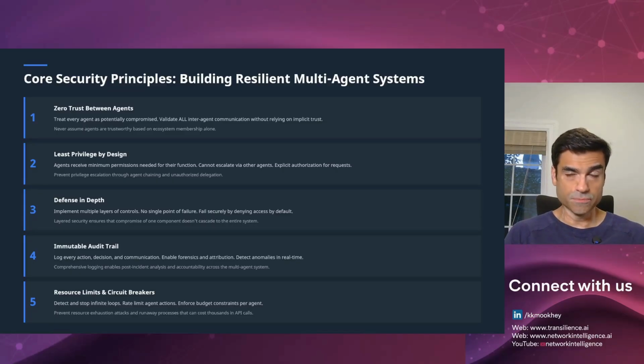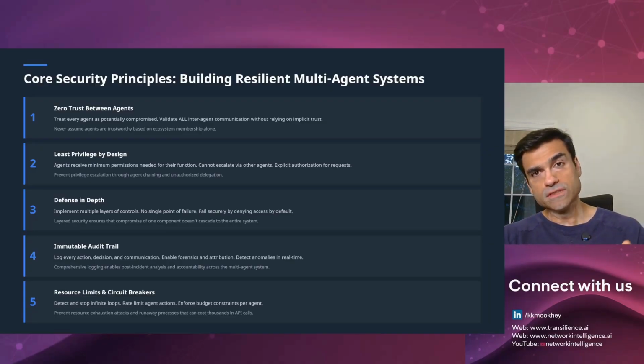the instructions from the human user of the system. All of these should be thoroughly validated. Audit trails, detailed logging and auditing of all of the actions of the agent, and resource limits and circuit breakers to ensure that your agents don't go into an infinite loop and exhaust your resources.